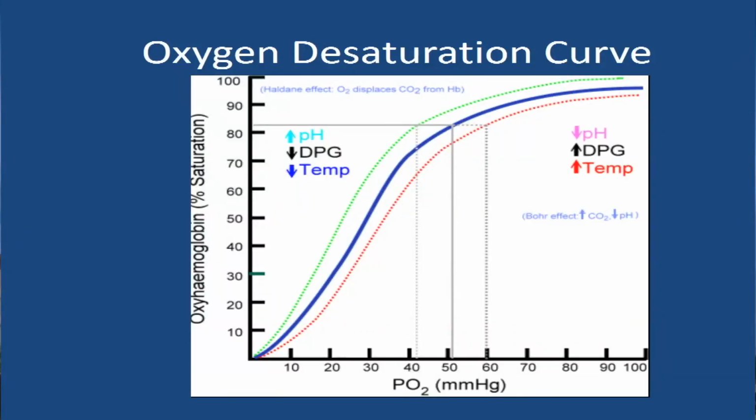This is the oxygen desaturation curve, which we've talked about before. When the pH goes down, and the DPG, which is diphosphoglycerate, and the temperature increases, then the curve moves to the right, and there's less oxygen saturation than before. And if the pH goes up, the DPG goes down, and the temperature goes down, then this curve moves to the left.